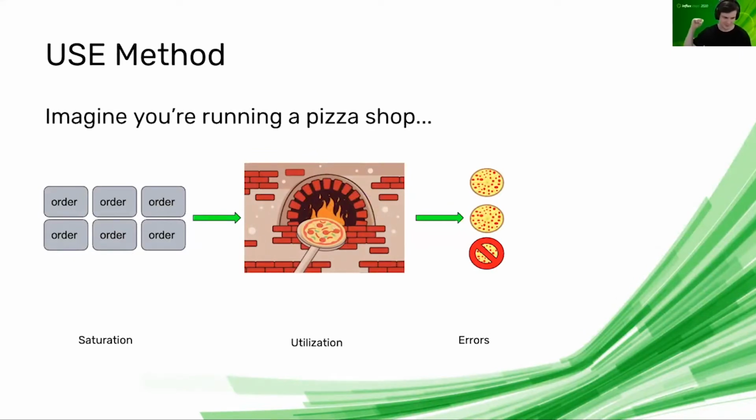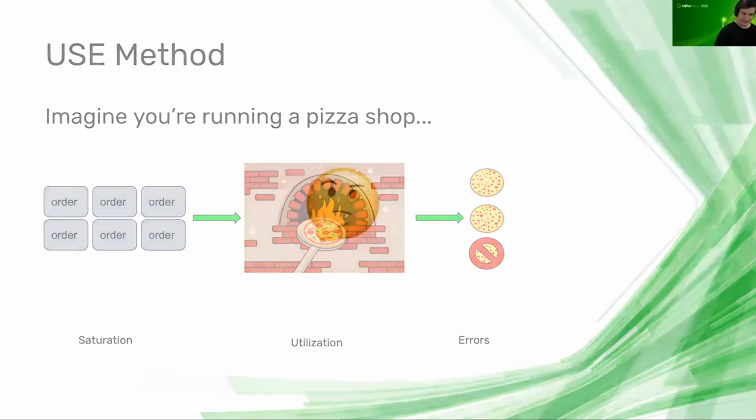Imagine that you're running a pizza shop, right? Saturation would be how many orders you have received but have yet to fulfill. It's like your backlog, right? You have these things that are just waiting to be fulfilled. And then utilization is how many pizzas you're actively cooking. And then the errors, obviously, are any mistakes that you make throughout that process, right? So it could be on the order side, or you might burn a pizza or accidentally mess up an order, things like that.